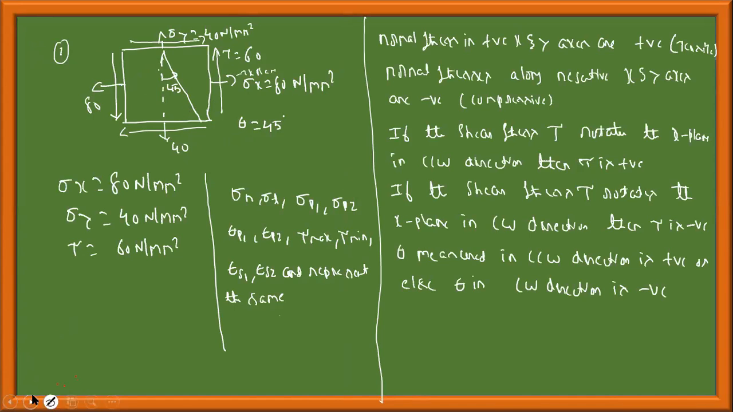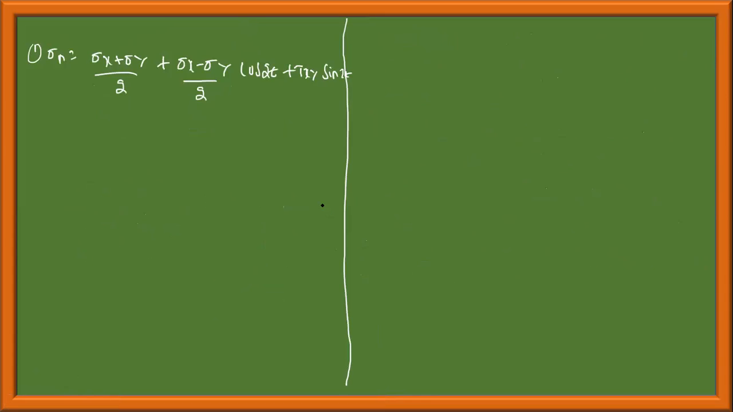Okay, next, sigma n is given by this. I'll substitute directly. You should tell me fast, which is equal to 80 plus 40 by 2 plus 80 minus 40 by 2 cos 2 into 45, which is cos 90, this will be 0, plus tau is positive, tau is 60 into sin 90. Can you tell me what is sigma n?